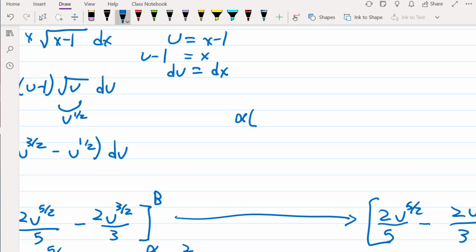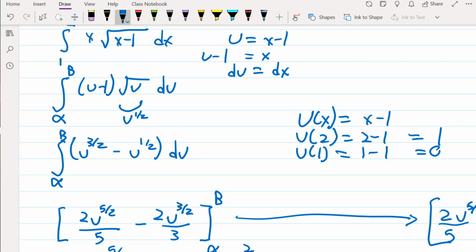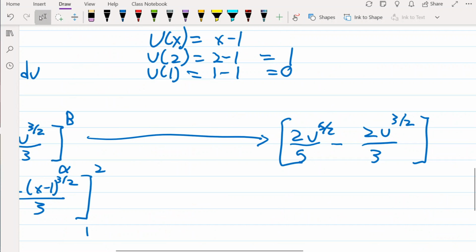So u of x is going to equal the value of x minus 1. So u of 2 is going to equal 2 minus 1, which is going to be equal to 1. And then u of 1 is going to equal 1 minus 1, which equals 0. So this gives us from 0 to 1, and everything's to the u power, which makes it easier.